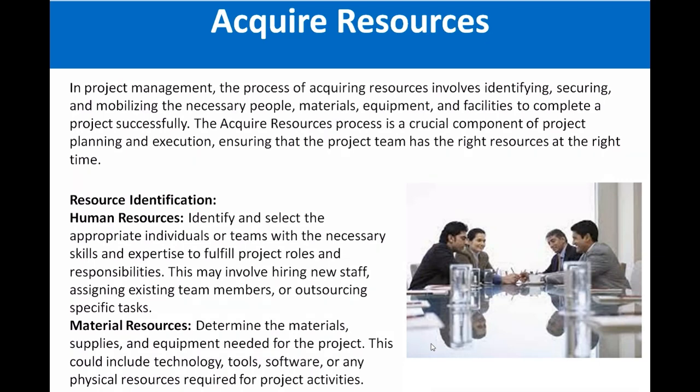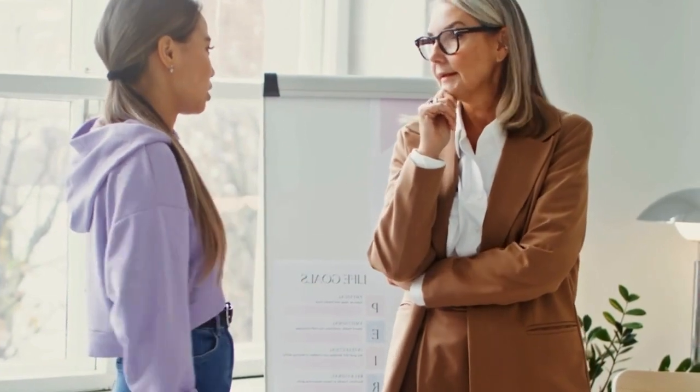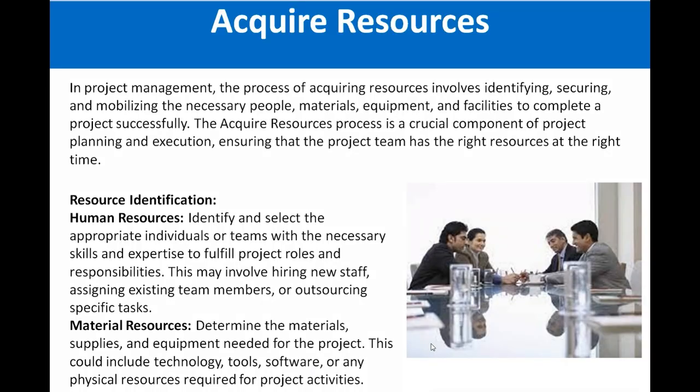Now the acquiring resource process is a process in project management which is part of planning and execution, ensuring that the project team has the right resources at the right time so that they can successfully and smoothly complete the project. So first thing is the resource identification. Resource identification means what are the types of resources that are required to complete a project.